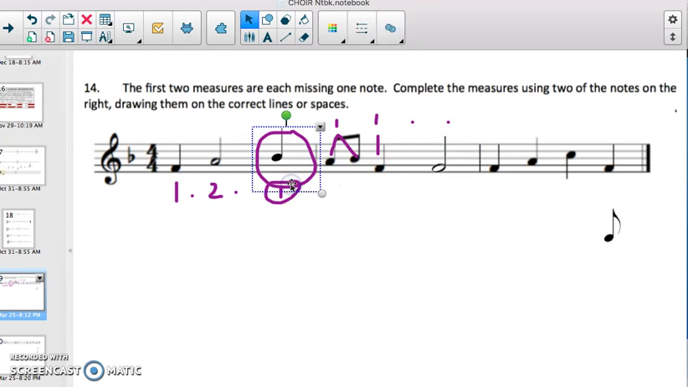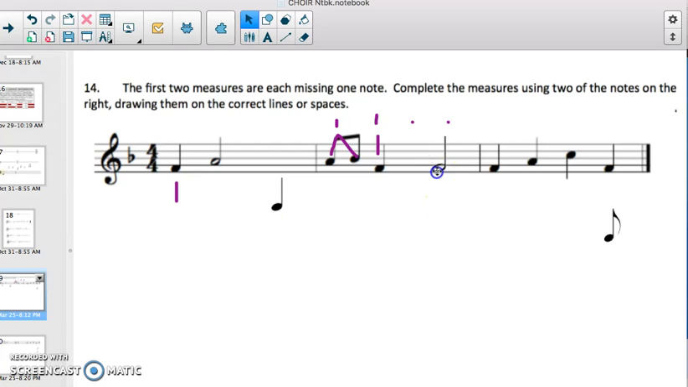Now I just need to listen for the pitch, and I can put it on the correct line or space. So I know that my half note's going to go here, my quarter note's going to go here. The example went like this: 1, 2, 3, 4. I can stop listening right here because I know this measure is complete.